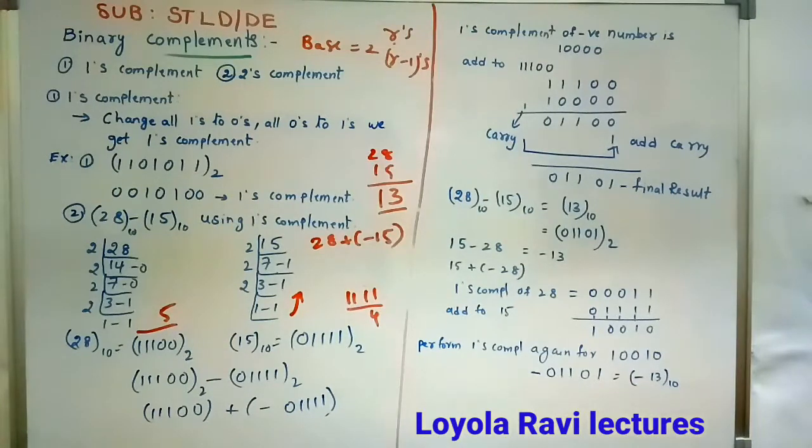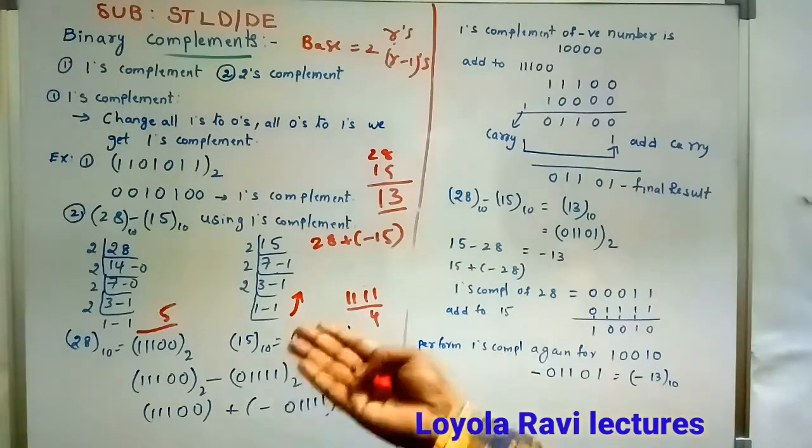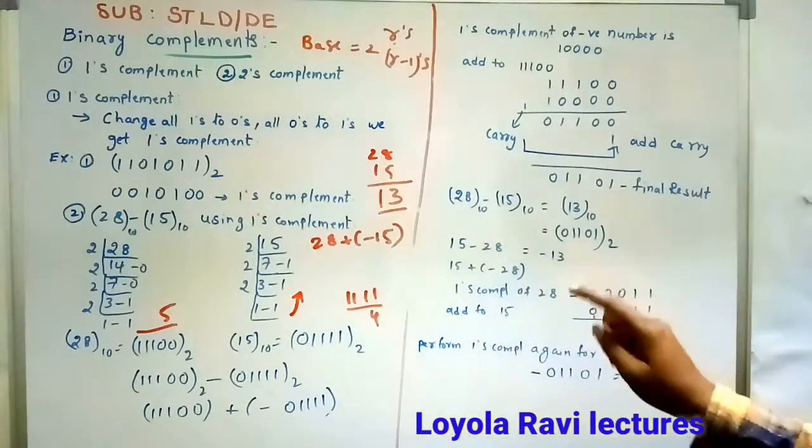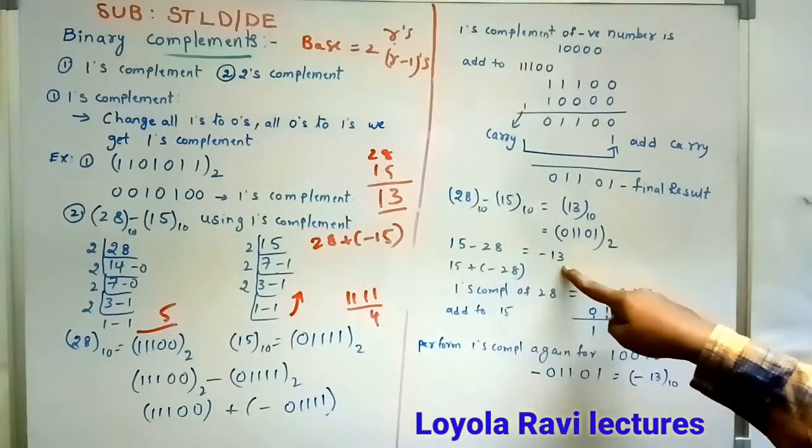Like this we have to perform any operation using ones complement. Here I performed 28 minus 15. For example, what about 15 minus 28? Same procedure you can do. See here, 15 minus 28. What is the answer? Minus 13 you may get.